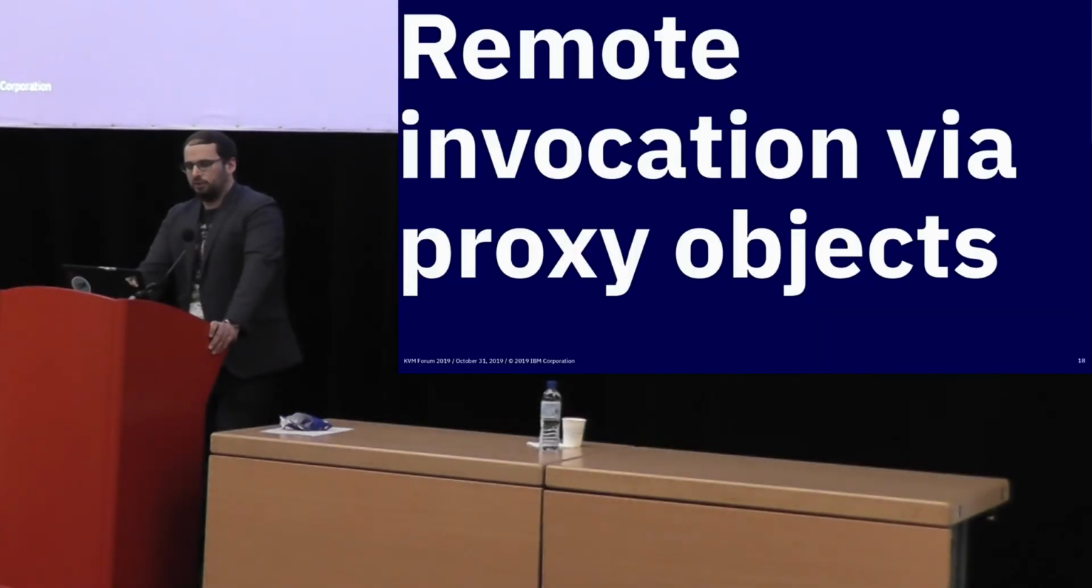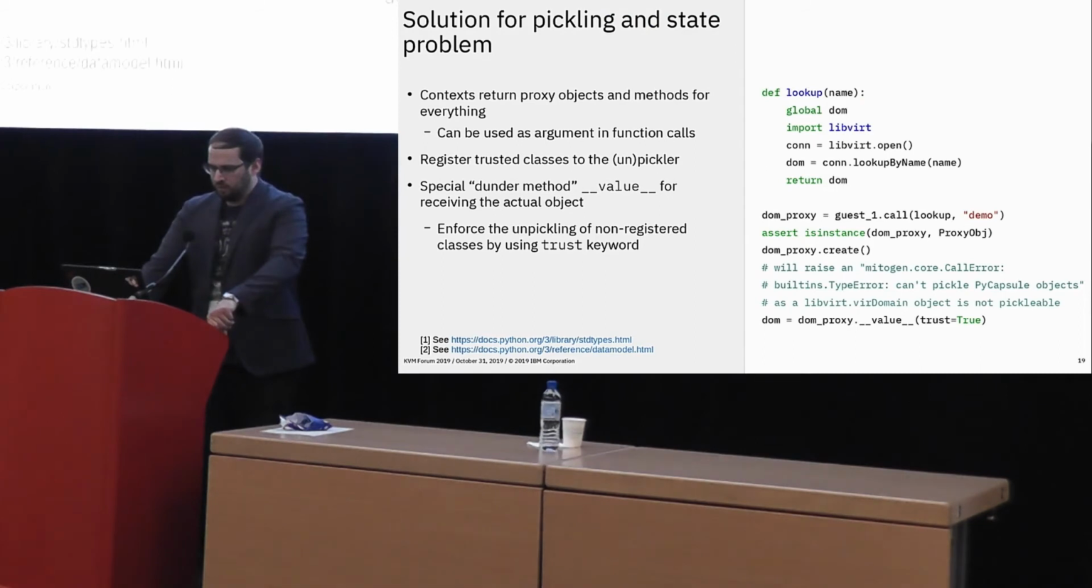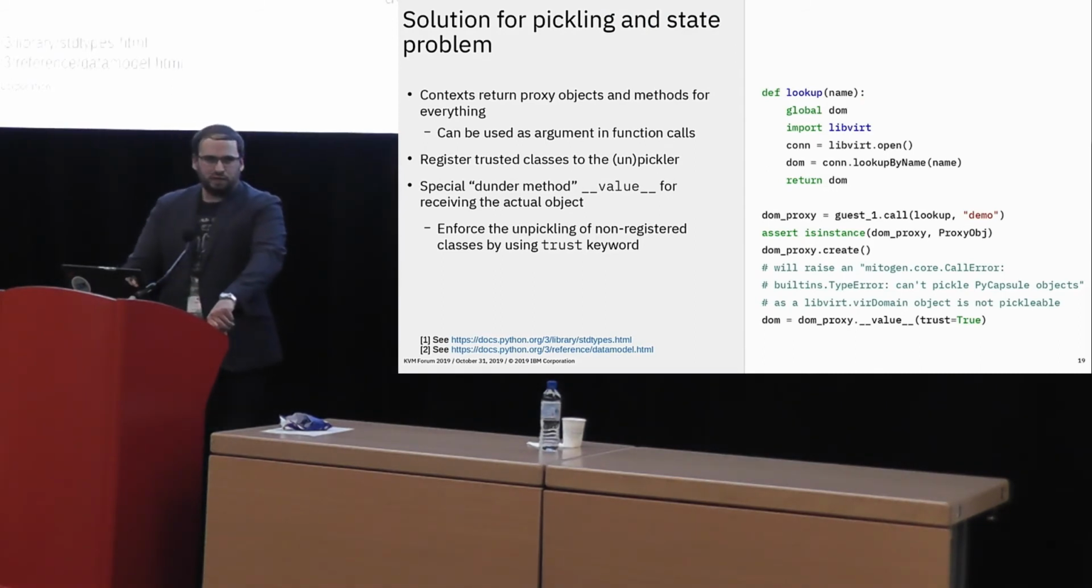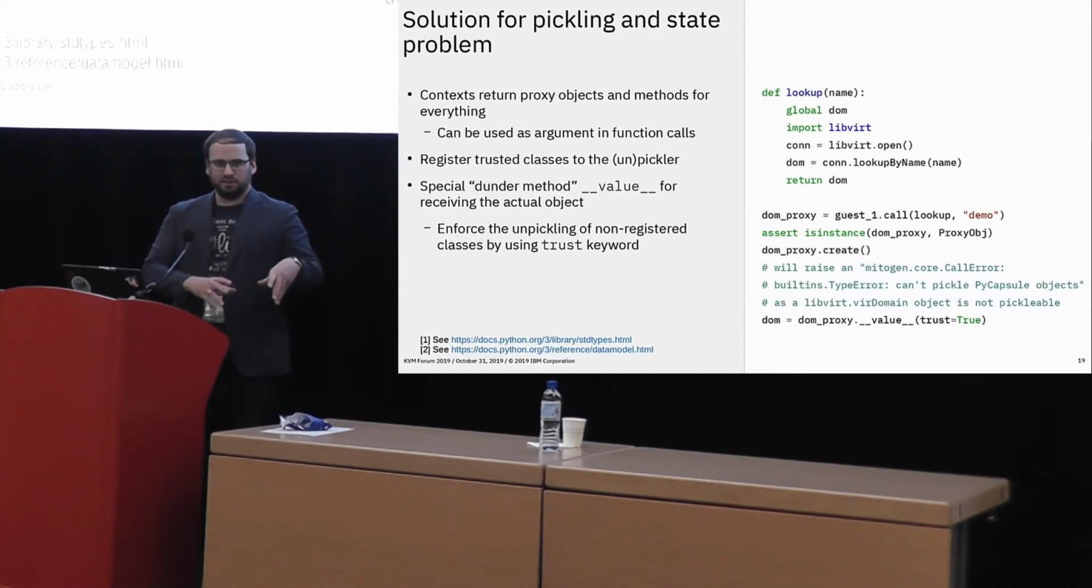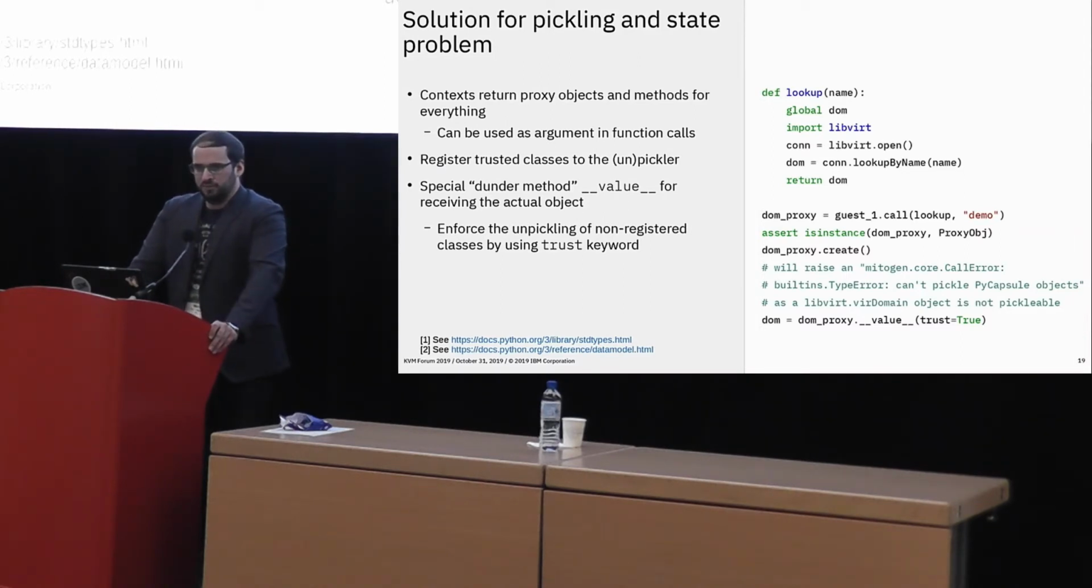So the first idea was, hey, we could do this by remote invocation via proxy objects. So instead of returning the actual value, we return simple proxy objects and methods for everything, and this can even be used for function calls. Then we have to register trusted classes, because unpickling untrusted data is not secure.